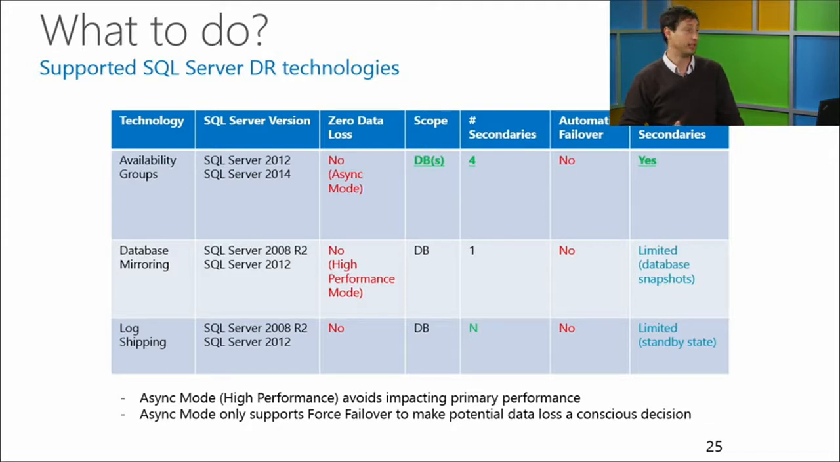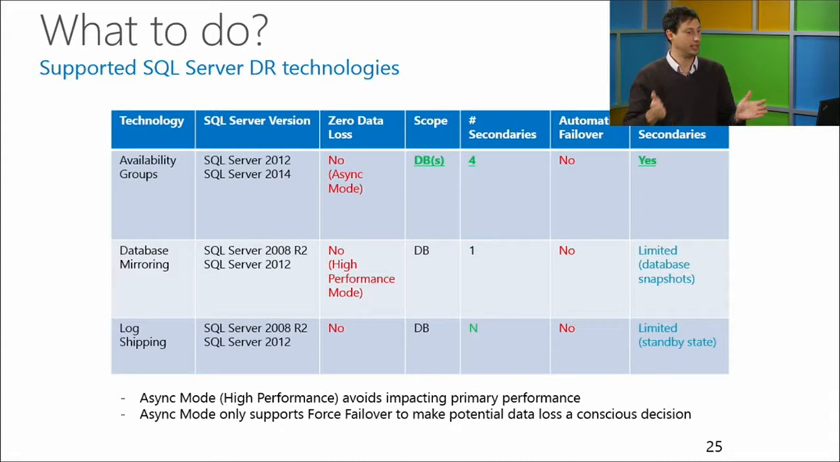In some cases, it may be possible. For example, if you're very close between the data centers, if you have less than 20 millisecond latency, you may be able to configure that. But in the large majority of cases, you don't want to have any impact on your performance on the primary, so you configure this as asynchronous.